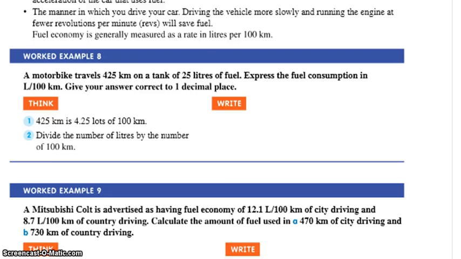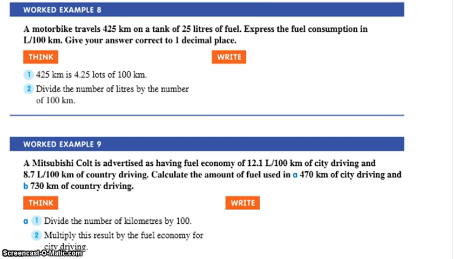All right, we're up to worked example 8. We're talking about fuel costs now. So we're into fuel costs and running costs. So this one is a motorbike. A motorbike travels 425 kilometres on a tank of 25 litres of fuel. What they want us to do is express this fuel consumption as a rate, litres per 100 kilometres.